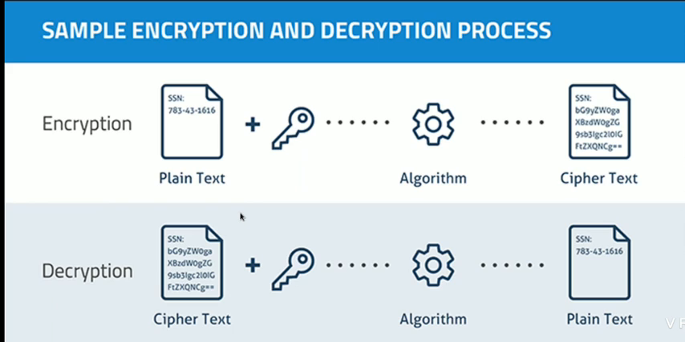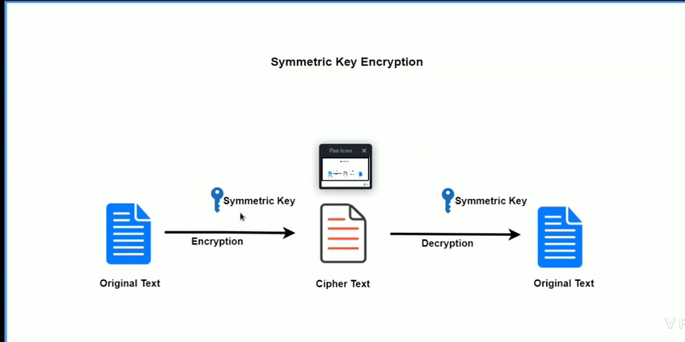So this is the process of encryption and decryption, and this process is again classified into two types: symmetric encryption and asymmetric encryption. Symmetric encryption: here in the diagram you can see the key. This key is classified into two types: public key and private key. Public key is available to all users, whereas private key is available to limited users.